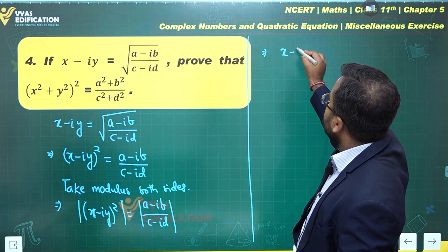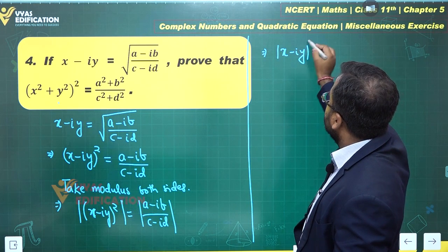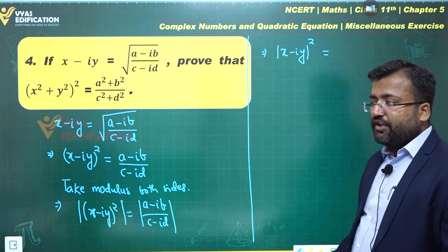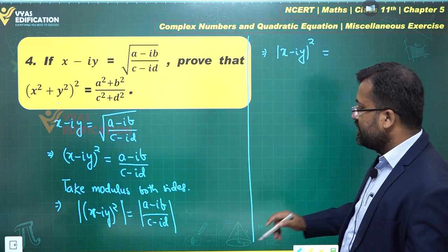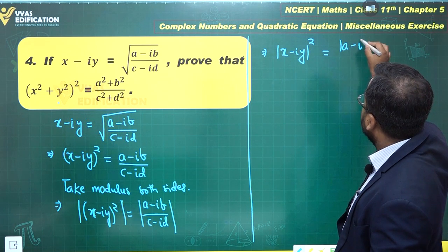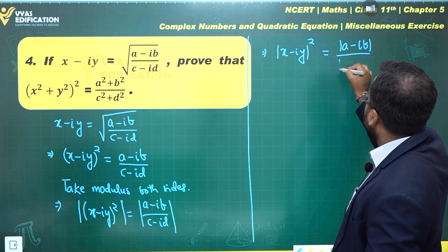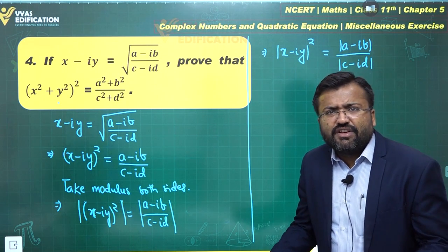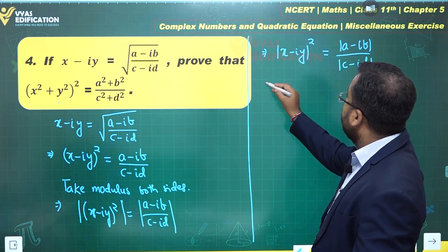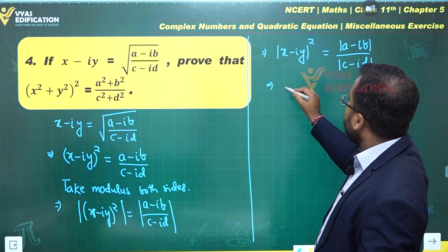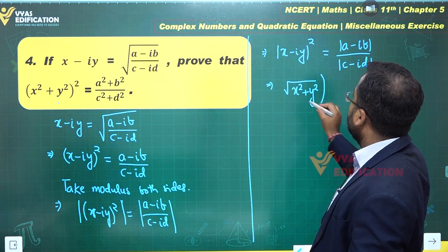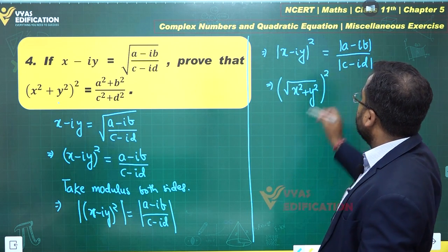this is modulus of (x minus iy) square is equal to, this is modulus of z1 upon modulus of z2, which can be written as mod z1 upon mod z2, upon mod of c minus id. Now what is modulus of x minus iy? Let's try to find that. Modulus of x minus iy is under root of x square plus y square. Okay, and yes, there is a square over there.